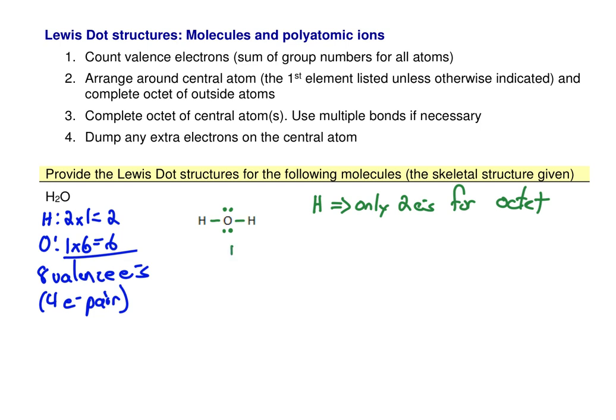Now these non-bonding electrons are called a lone pair, very frequently designated as LP.